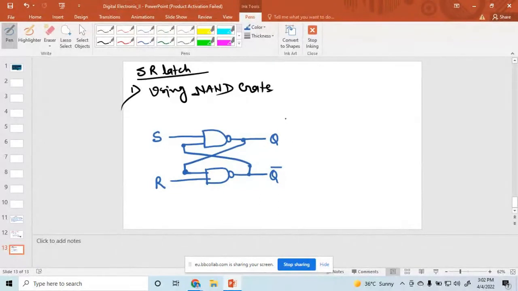Then here we write down a truth table. S is one input, R is another input, and the output is Q.